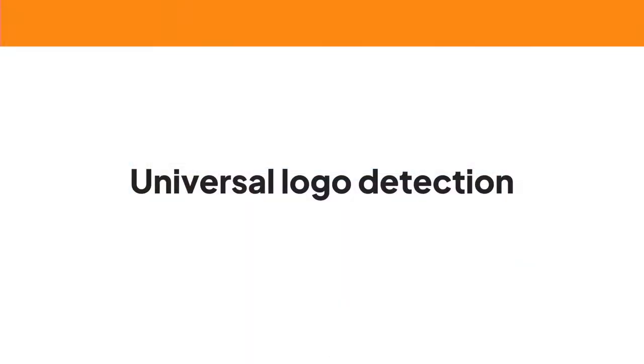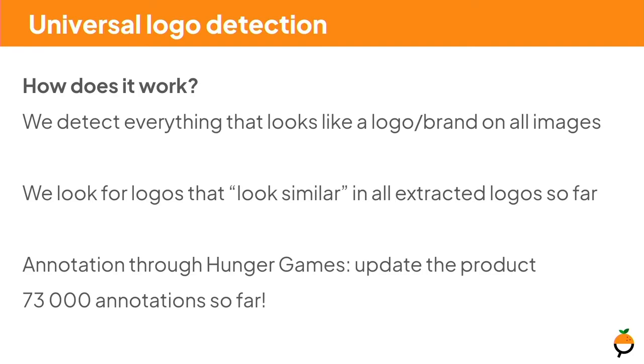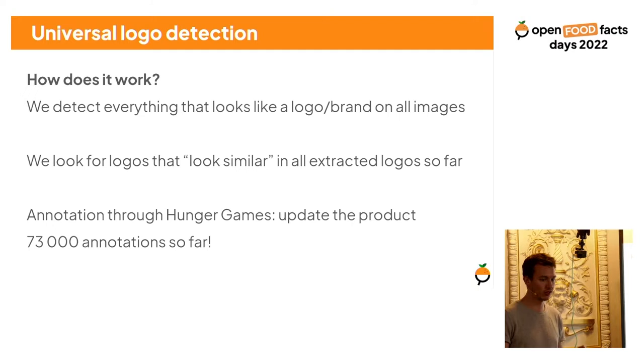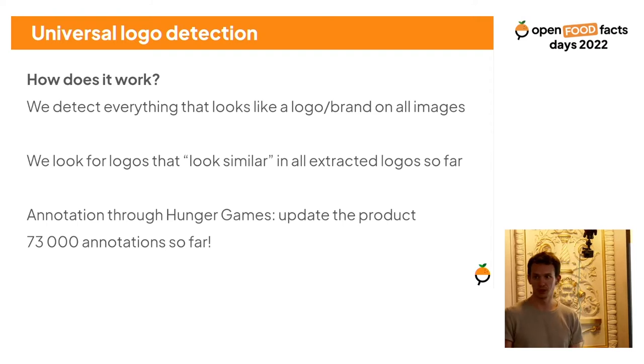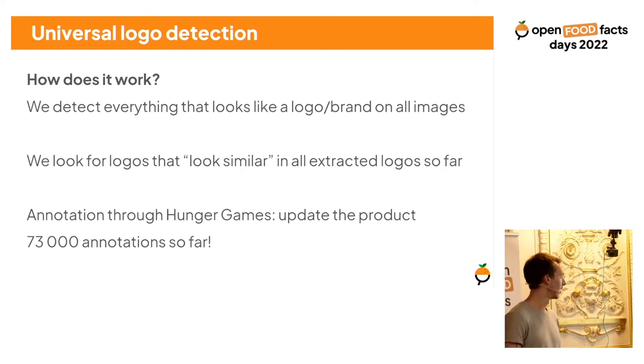The first is the universal logo detection. Many of you may not know about this, but it's quite simple, actually. On product images, we detect everything that looks like a logo, a brand, a label, any visual element that may be of interest. We extract these logos for every product in the database, and we look for logos that look similar in this database of logos. This way, on Hunger Game, which Alexon will present very soon, you can say, okay, this logo is associated to this category, to this label. You can annotate these logos.